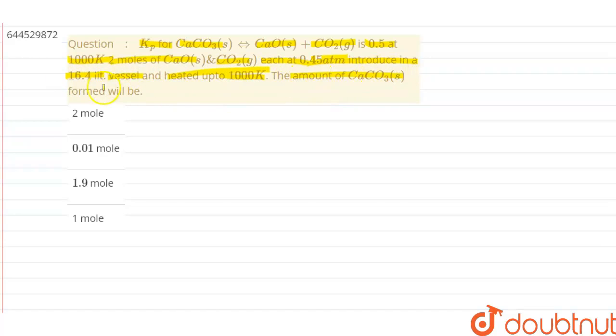The amount of calcium carbonate formed here will be, as there would be an equilibrium established in the reaction. So we are given here the moles of calcium oxide and carbon dioxide, and the question is asking about the amount of calcium carbonate. So we can write the reaction like this, that is calcium carbonate solid is in equilibrium with the calcium oxide along with the carbon dioxide molecule.